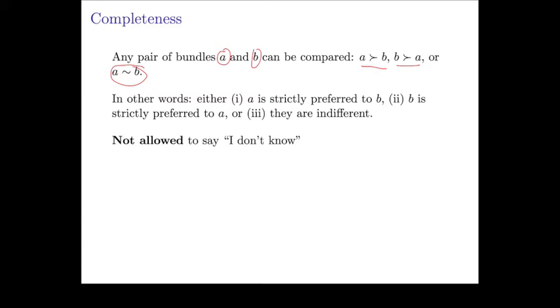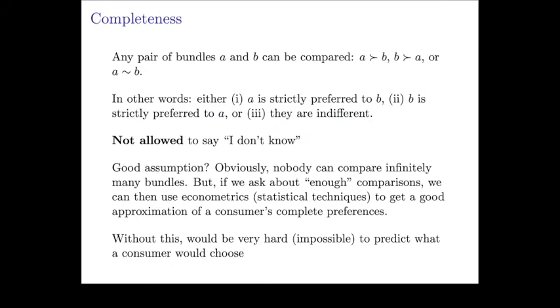Just written in English instead of notation, A is either strictly preferred to B, B is strictly preferred to A, or they're indifferent. What you can't do is say, I don't know. Now, is this a good assumption? Obviously, nobody can have written down or pre-formulated in their head comparisons between infinitely many different bundles.